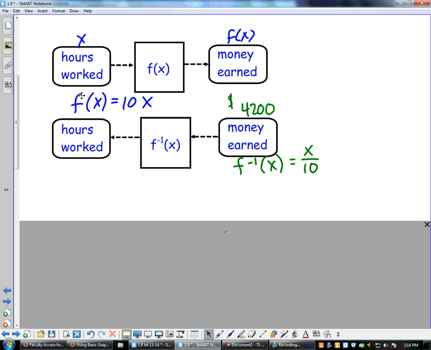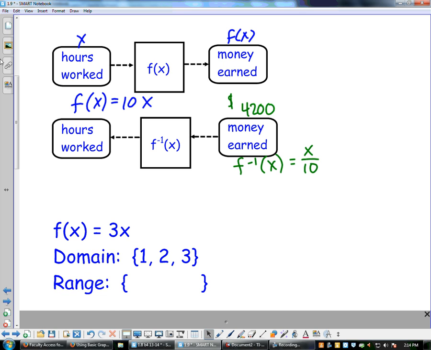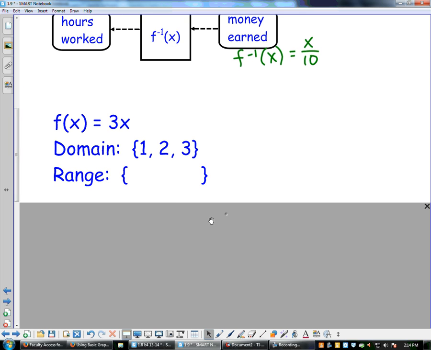All right, so notice, please, that multiplying by 10 is the inverse operation of dividing by 10, right? Inverse operations, inverse functions, very closely related. All right, so let's talk about the function f of x equaling 3x. Can I have everyone's attention, please? I sure hope you're taking some good notes. Okay, if the domain for this function is 1, 2, and 3, what would the range of this function be?